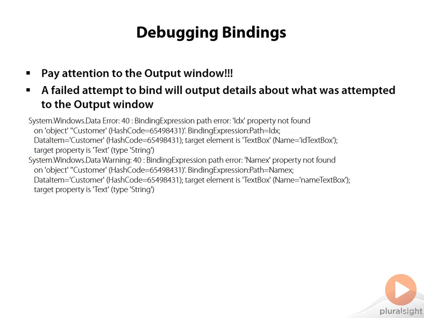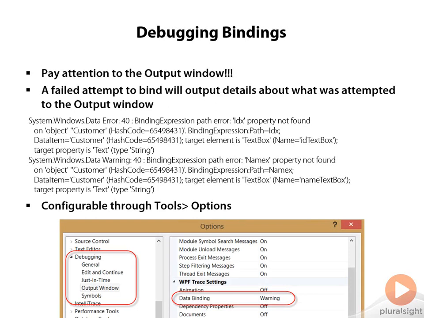By default, Visual Studio is going to show both warnings and errors. If you want to only show errors, which are the more severe form, you can go through Tools Options, and there's a place under the debugging section where you can change the data binding WPF trace settings. So let's take a look at property paths and debugging in a demo.